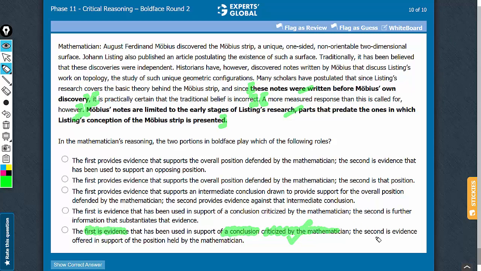Look at the second part here. The second boldface is evidence offered in support of the position held by the mathematician. In simple words, the second supports the author's main conclusion, and yes, the second boldface here supports the main conclusion of the argument. E is the correct answer choice.